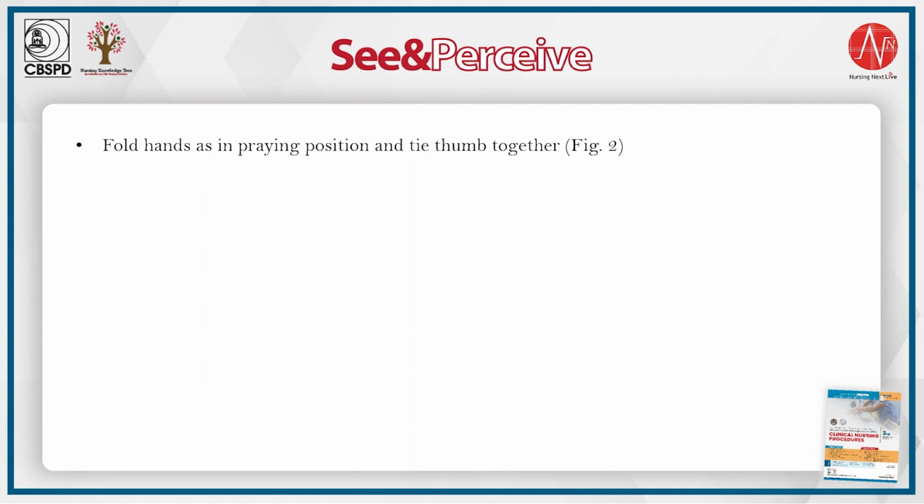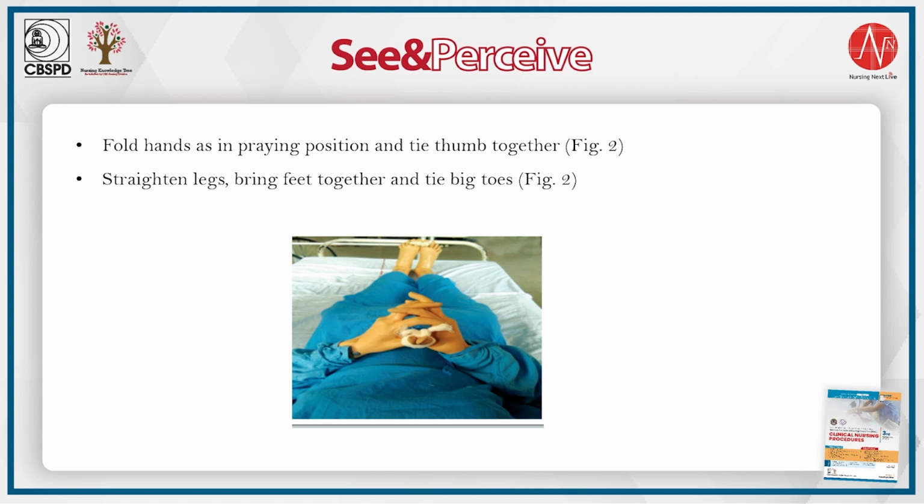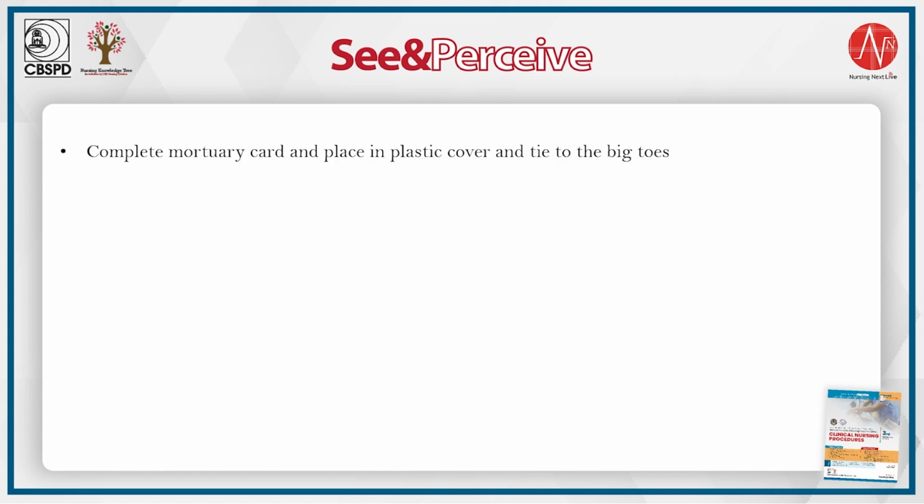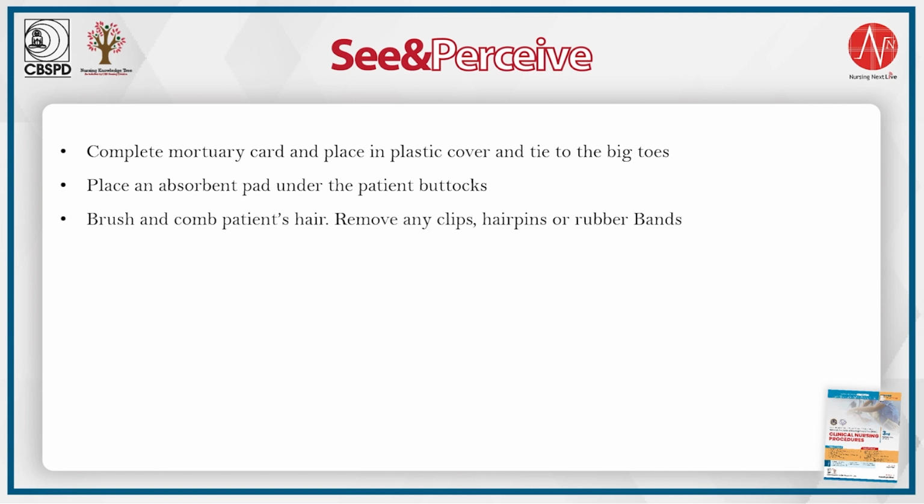Fold hands as in praying position and tie thumb together. Straighten legs, bring feet together and tie big toes. Complete mortuary card and place in plastic cover and tie to the big toes. Place an absorbent pad under the patient buttocks. Brush and comb patient's hair. Remove any clips, hairpins or rubber bands.